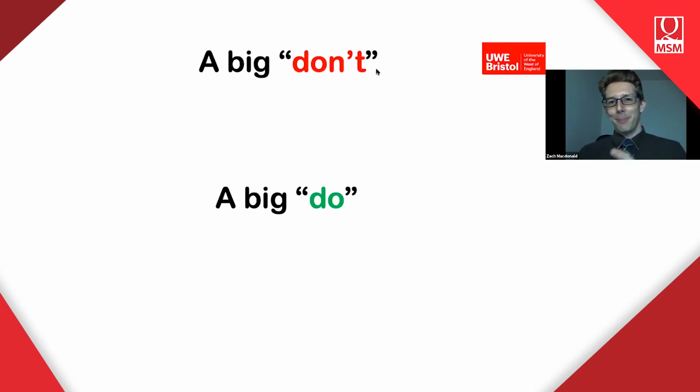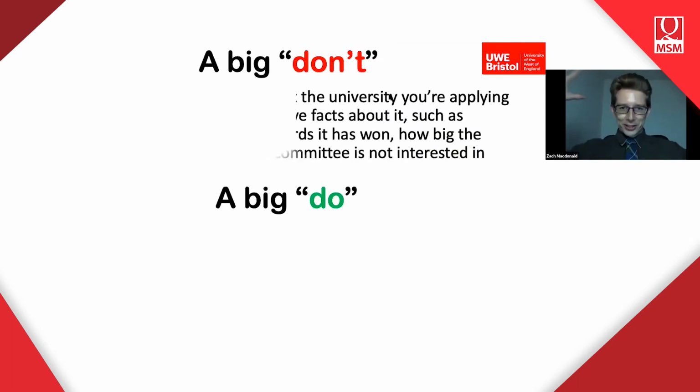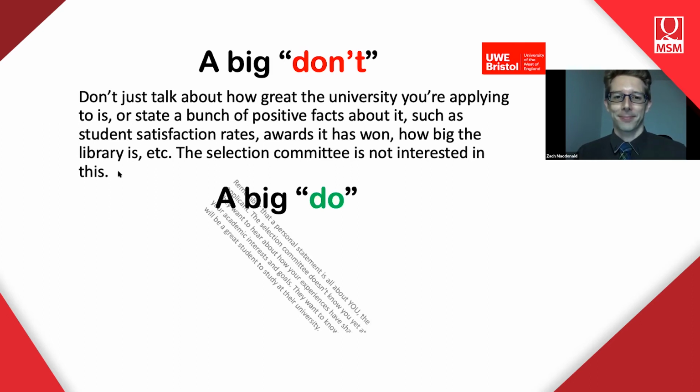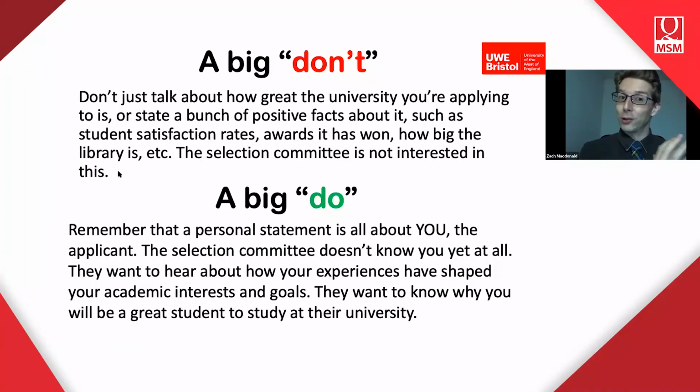So a big don't and a big do, just to sum everything up. Don't just talk about how great the university you're applying to is, or state a bunch of positive facts about it, such as student satisfaction rates, awards it has won, how big the library is. The selection committee is not interested in this, right? They know what the university is like, so they don't need this kind of information. They want to know about that student personally. So that's the big do.